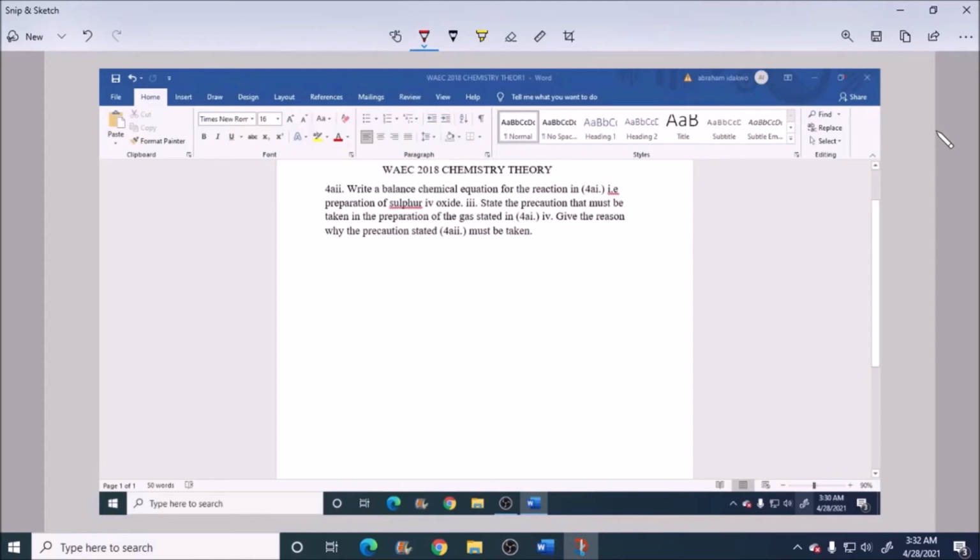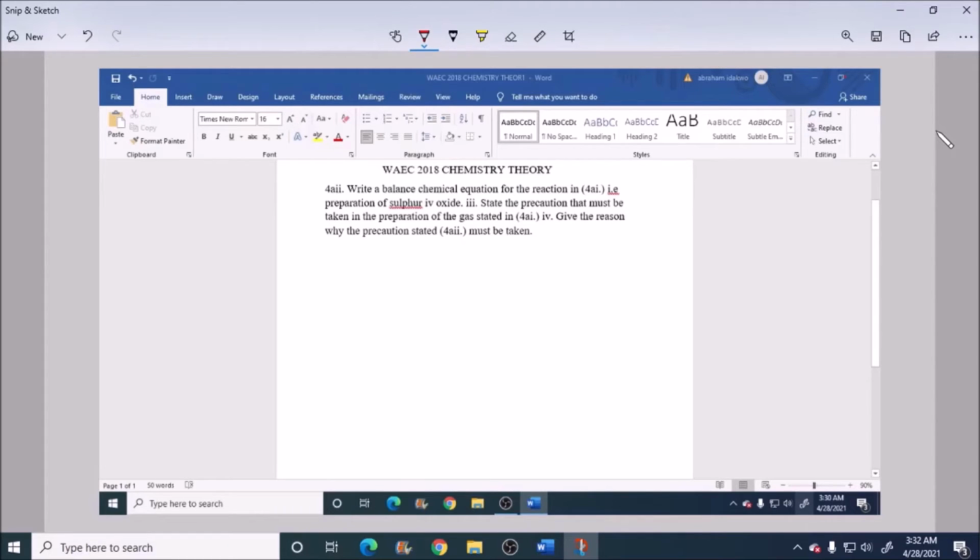Then Roman figure 3, we have to state the precaution that must be taken in preparation of the gas stated, that is preparation of sulfur 4 oxide. What are the precautions? The precaution is that the gas should be prepared in a fume cupboard or chamber. So the gas should be prepared in a fume cupboard or chamber. So that is the precaution to be taken in preparing sulfur 4 oxide.